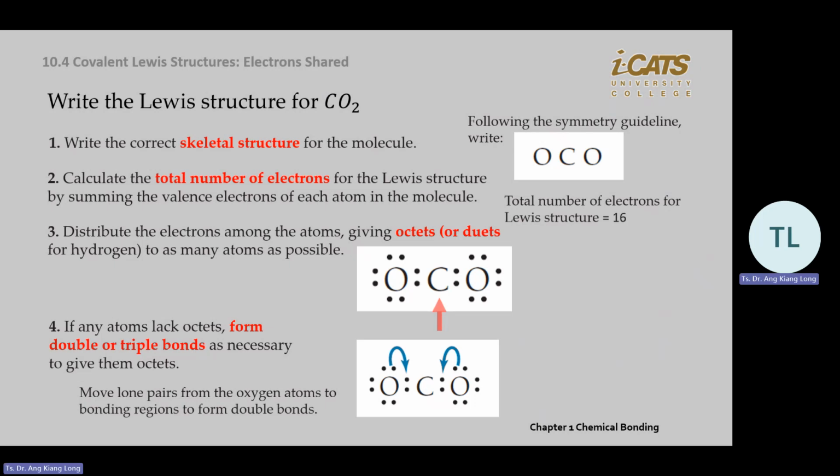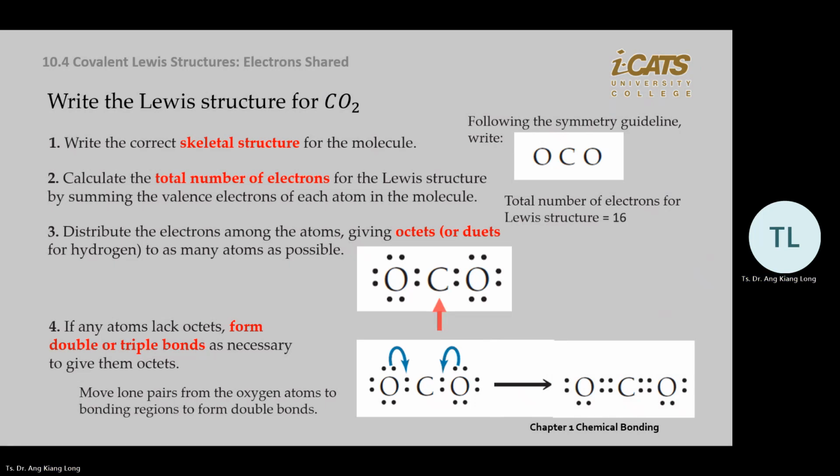Like the diagram you see on the screen, you move the pair and it will form something like that. So you need to play around with the dots, making sure it applies the octet or duet rules. Okay, step number 3, you need to give me this diagram. Then step number 4, you need to balance the things. So at the end, I'm looking for this answer: oxygen has 8 electrons, carbon has 8 electrons, oxygen has 8 electrons.